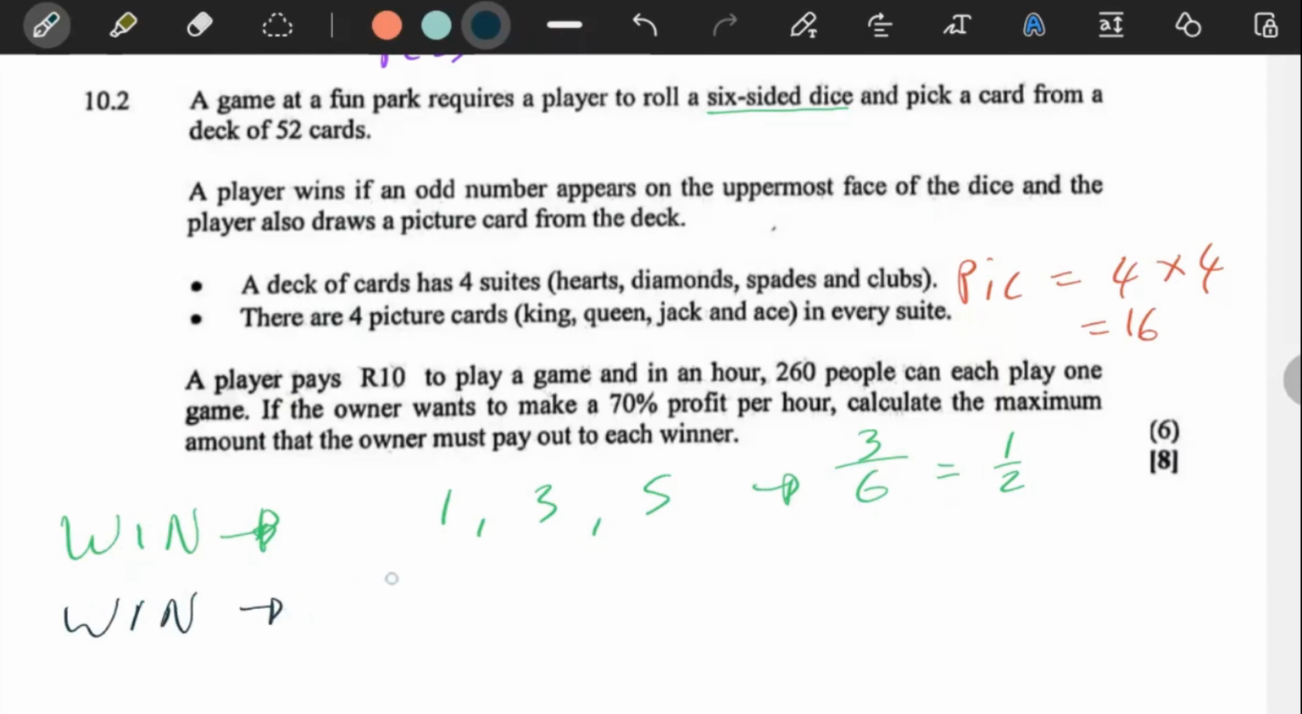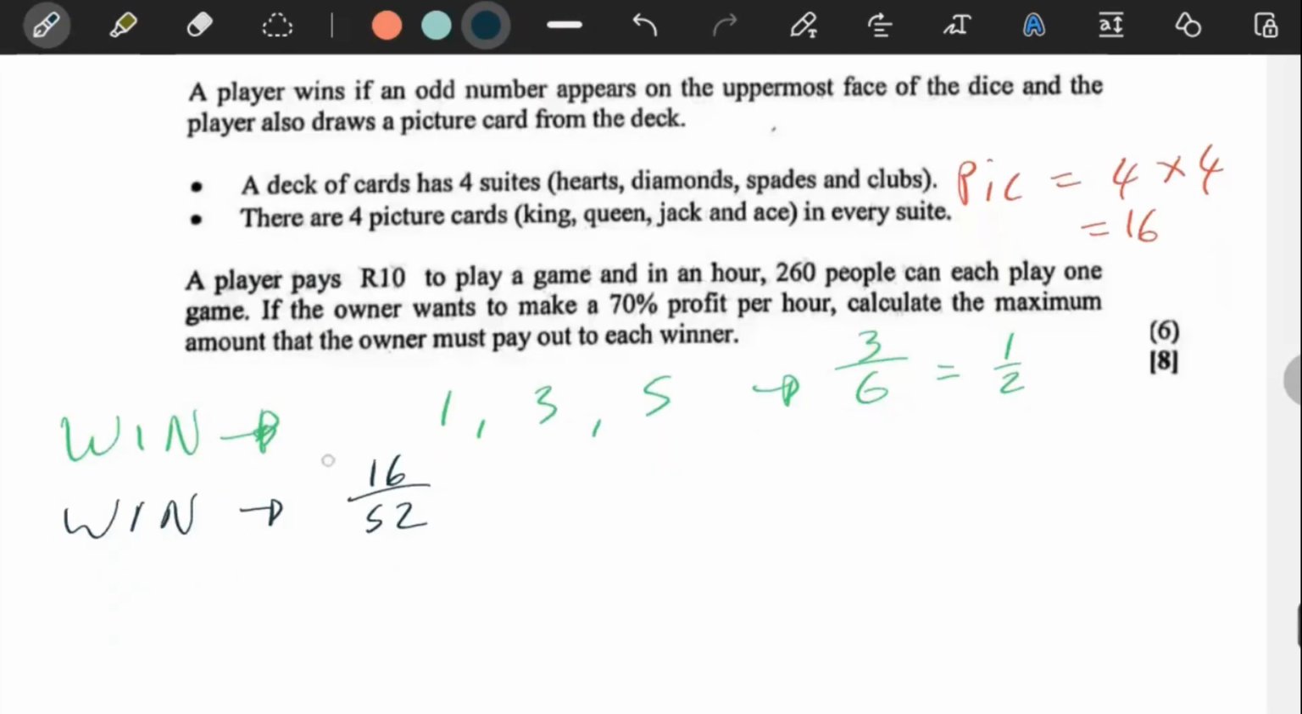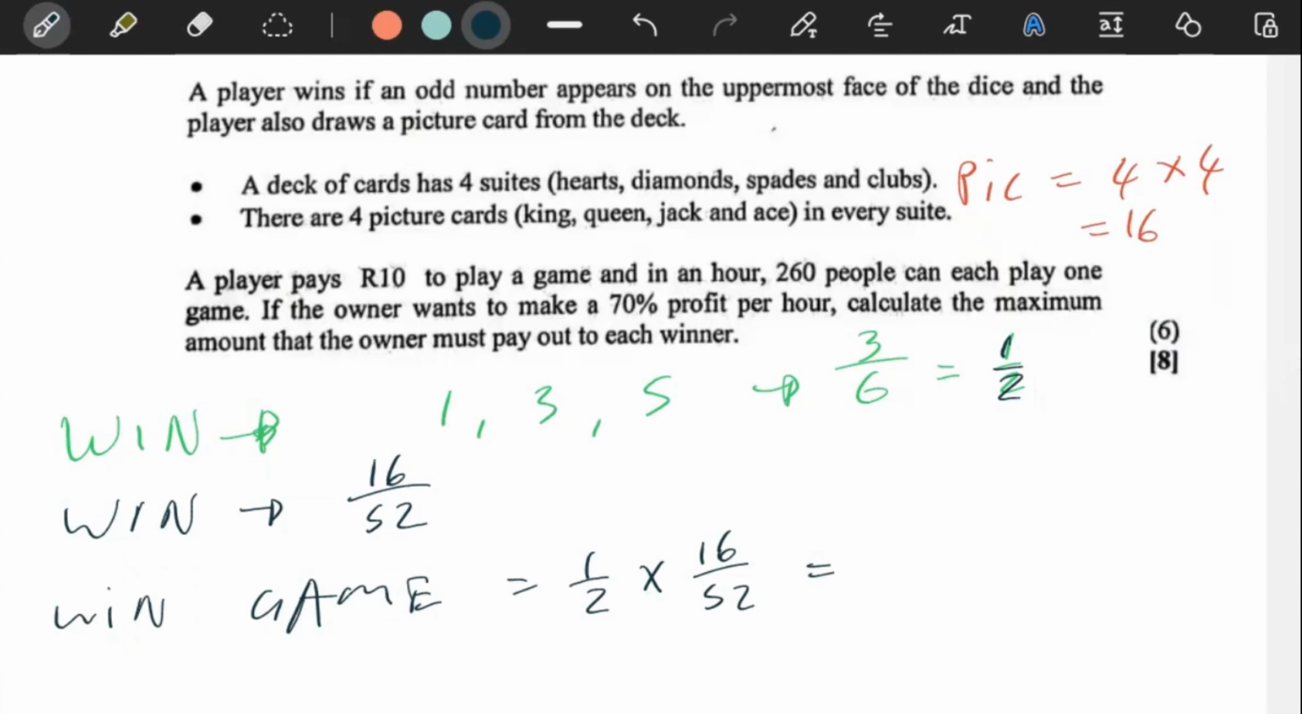you have to pick a picture card. So there are 16 picture cards out of 52. So for you to win the first one and to win the second one, these are the odds, right? But for you to win the game, you have to get an odd number and you have to draw a picture card. So the odds of you winning are actually this half multiplied by 16 over 52. So that means the odds of you winning are actually 2 out of 13.